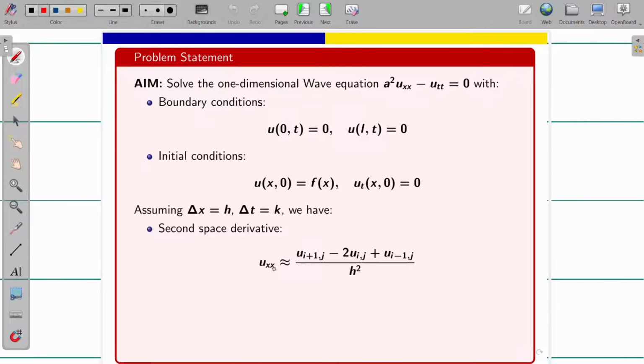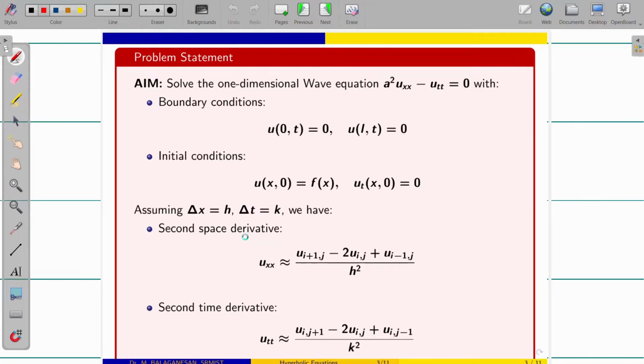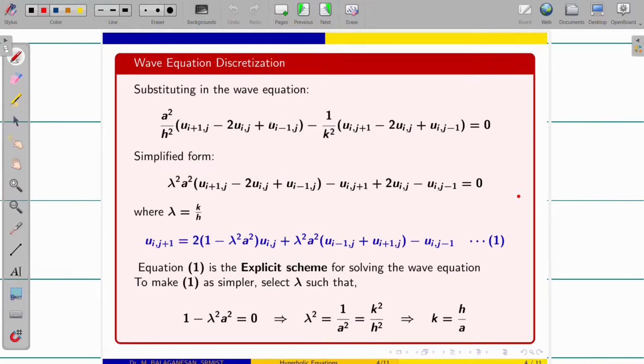Now we are going to use the difference quotient concept. U double x equal to this, and similarly u double t is equal to this. If you are substituting in the above equation, we will get this equation. Then our aim is to find the simplified form. Here we are taking LCM, and finally we get this. Here lambda equal to k by h. Then the final equation 1 is going to be called the explicit scheme for the one-dimensional wave equation.